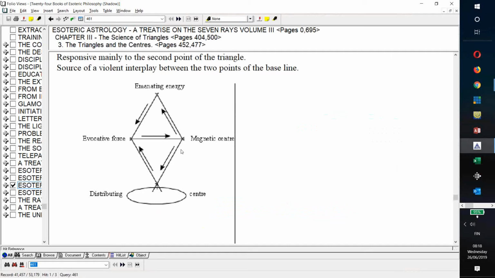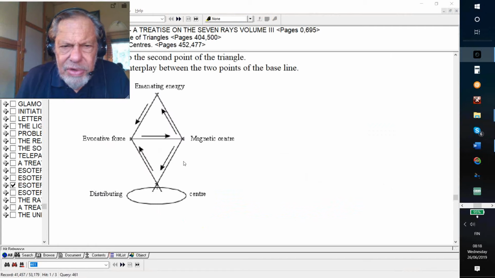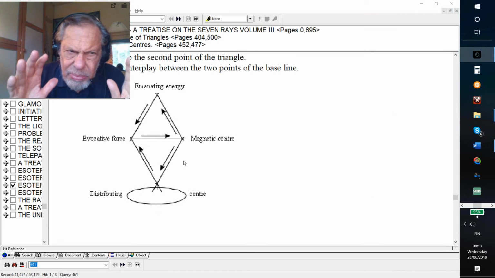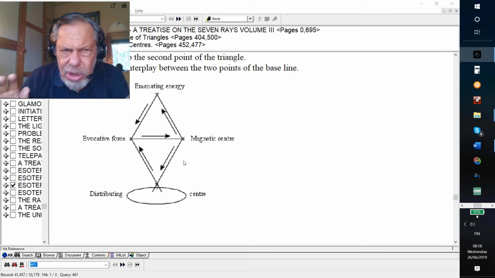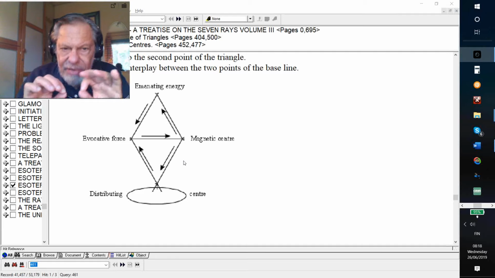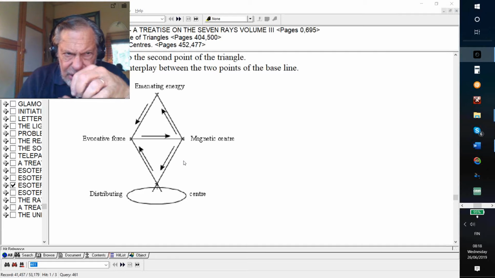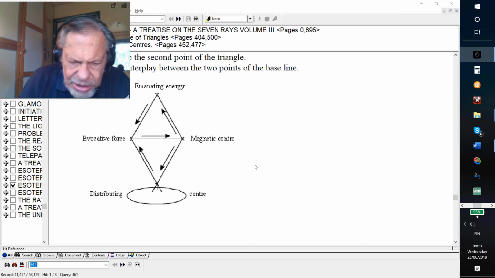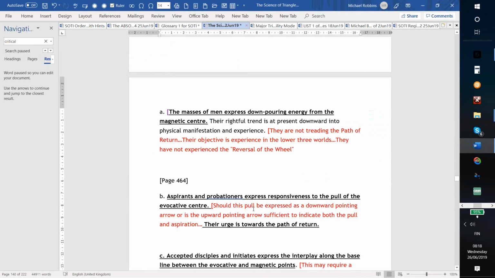So it's going to be just like that other triangles drawing that I've shown you quite a bit, and I don't want to go on a hunt for it right now, where it shows you in the past things were not complete. In the present, things are more complete, and you've got some double arrows. And in the future, everything will be complete, and you have a two-way street going on between each one of the centers, Shambhala, hierarchy, and humanity. All right. Now, so aspirants and probationers express responsiveness to the pull of the evocative center.